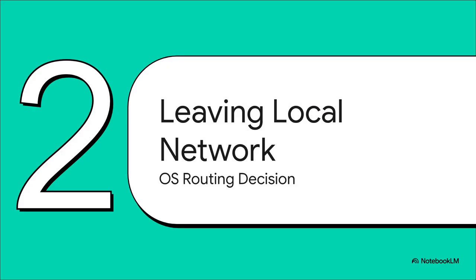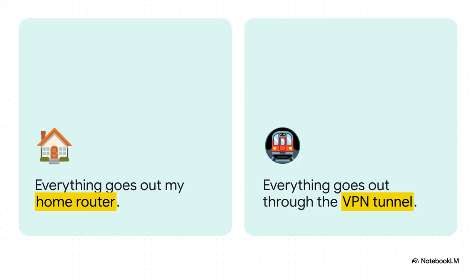Moving to part two, leaving the local network and the OS routing decision. The second he hits connect, we enter stage two. The VPN app, using some incredibly powerful underlying protocols like WireGuard, literally hijacks his device's default routing behavior. Normally, your default route just blindly sends absolutely everything out to your local home router, but a VPN creates a virtual interface. It changes the rule to a total lockdown. Every single bit of data is now forced through the encrypted VPN tunnel.